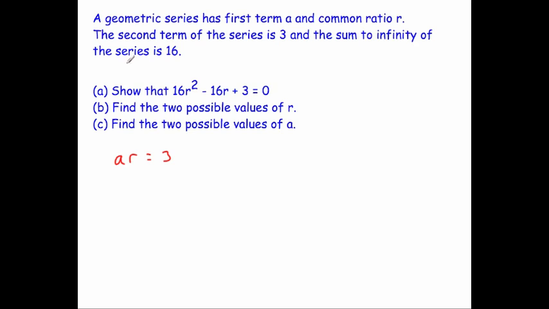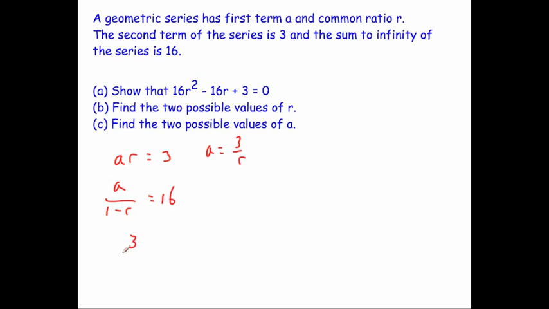And it says the sum to infinity is 16. So that means that a over 1 minus r is equal to 16. And we're trying to show that 16r squared minus 16r plus 3 equals 0. So if we make a the subject of the first one, that would give us a equals 3 over r. And let's substitute that into the second one.